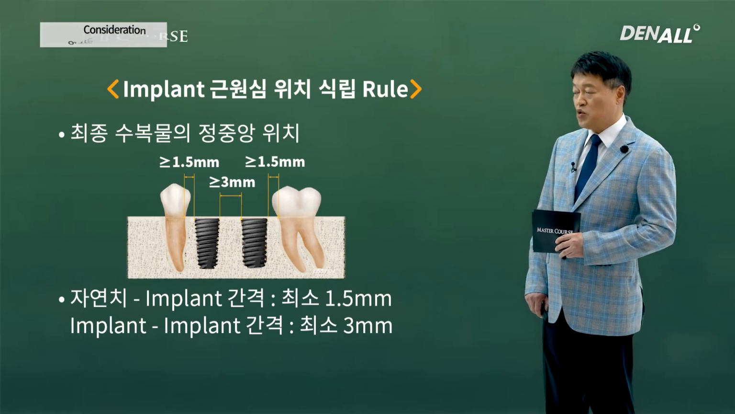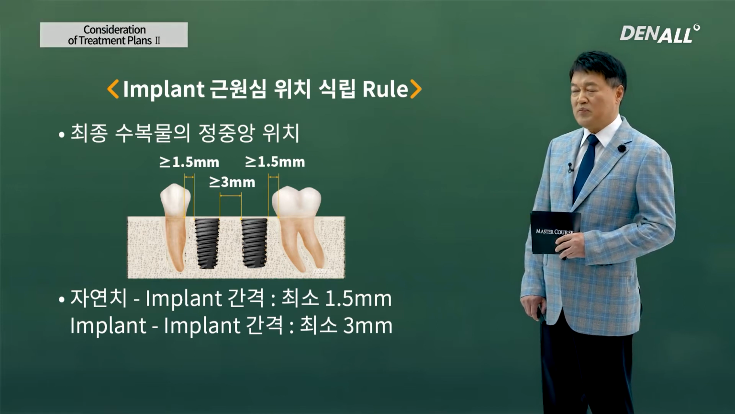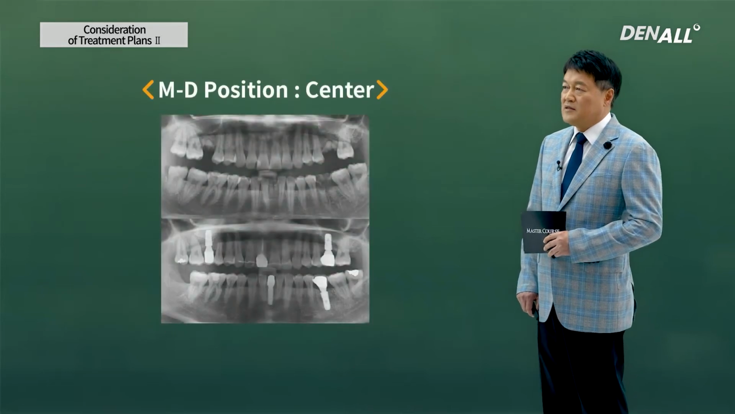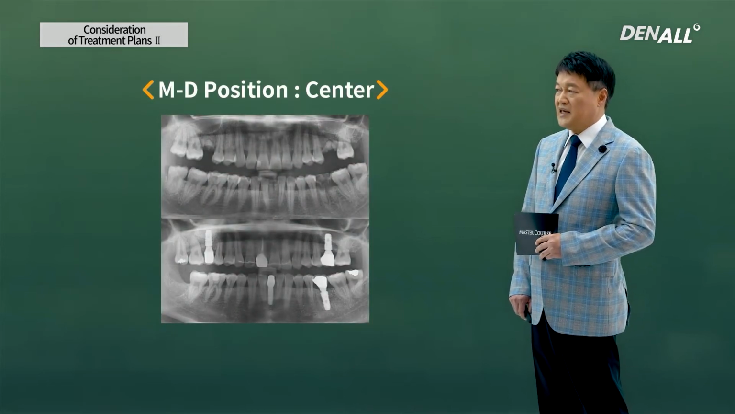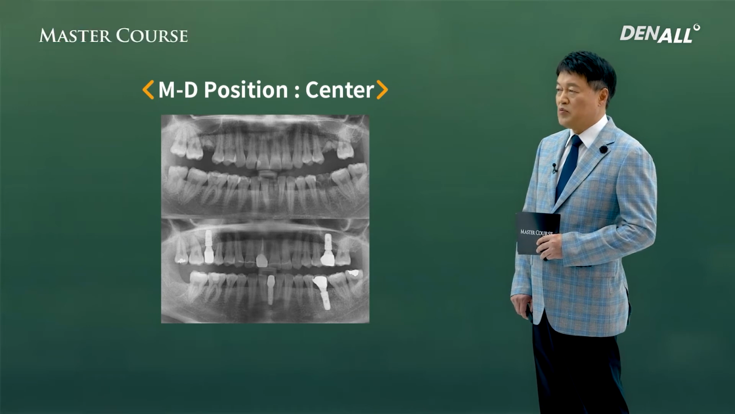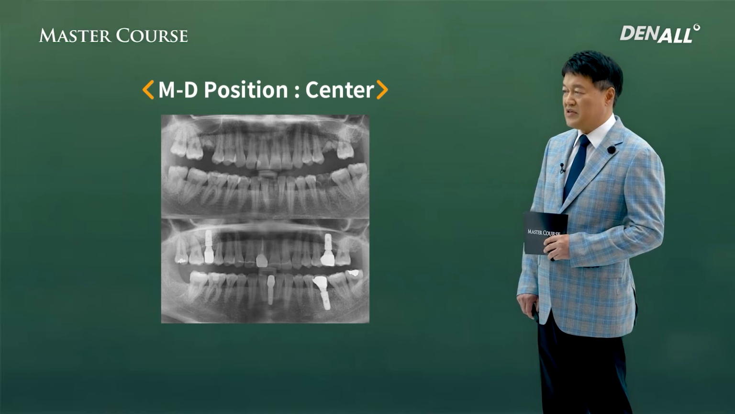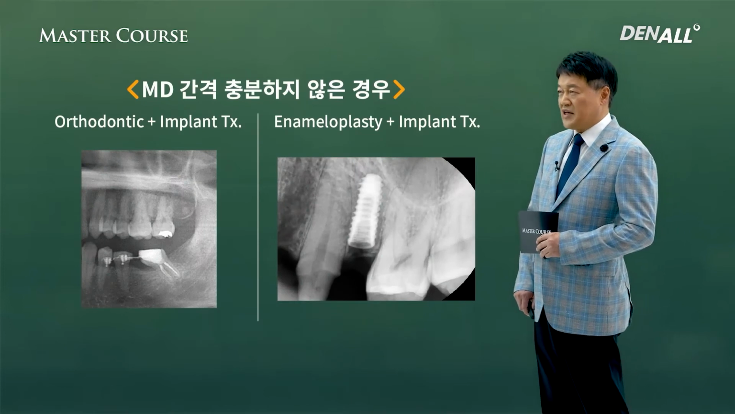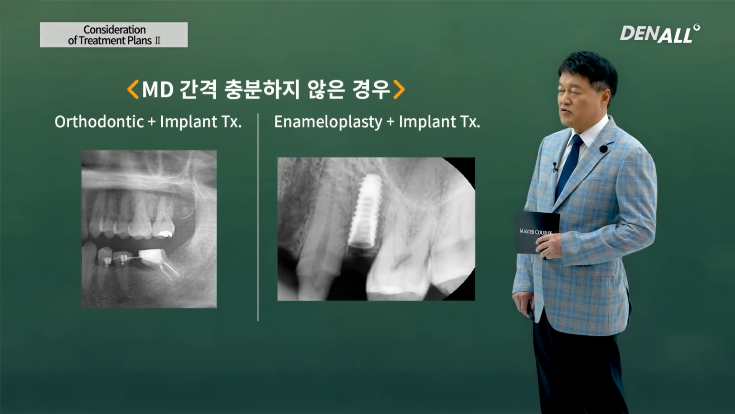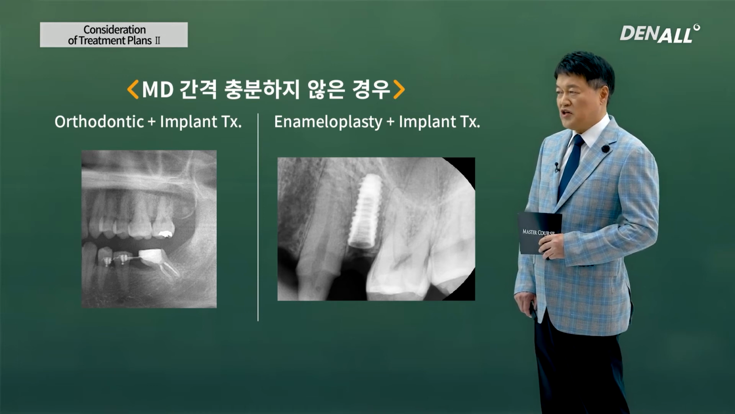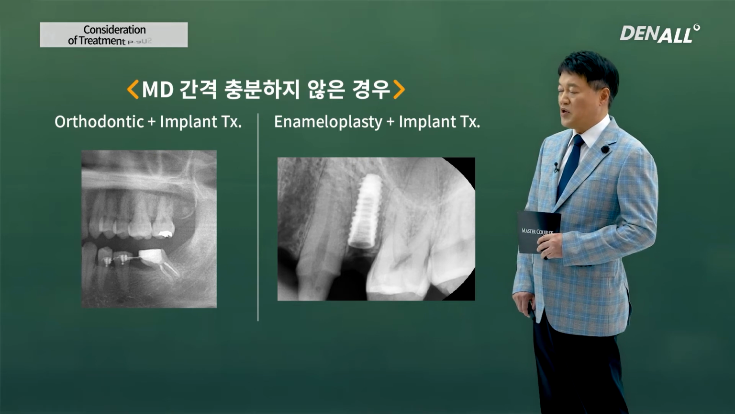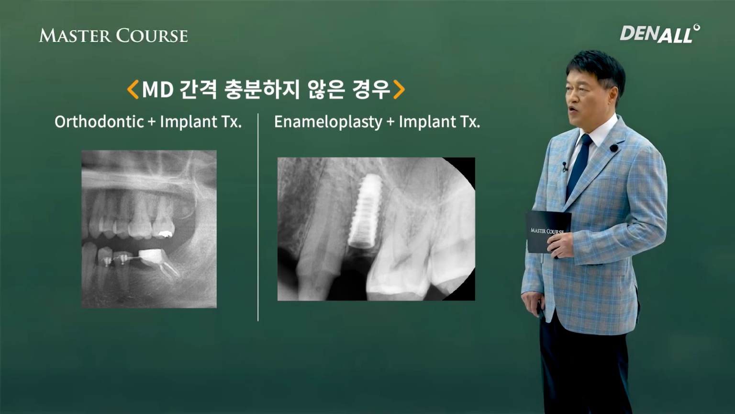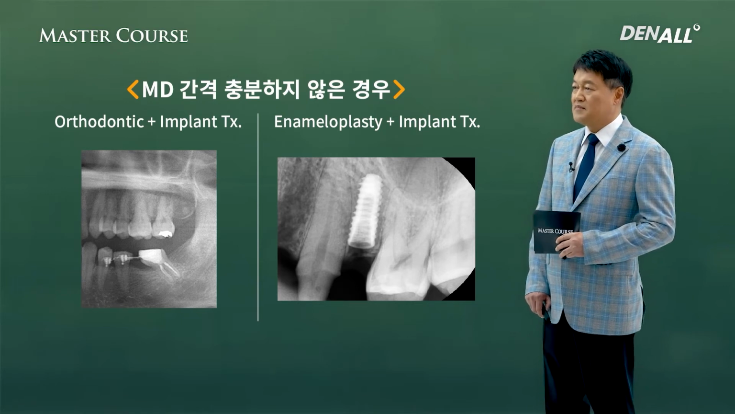Implant to implant distance should be at least 3 millimeters. As I mentioned, when you need a single implant, the MD position should be at the center of where the prosthesis is going to go. If the mesiodistal distance is insufficient, you can do orthodontic treatment first to place the implant. If this is impossible, you can do enameloplasty to secure a bit more space.